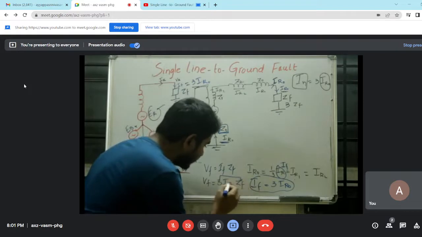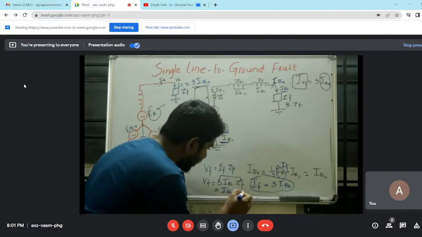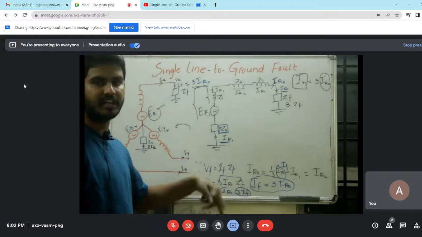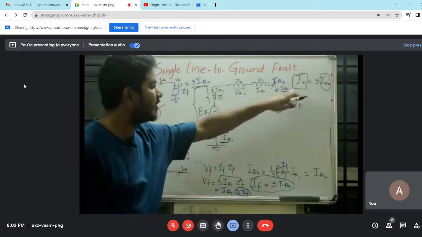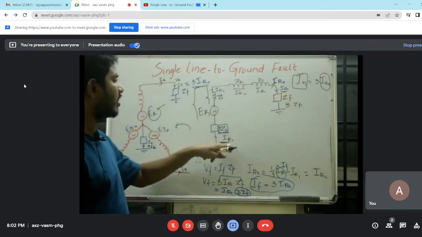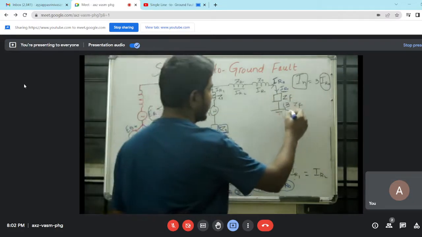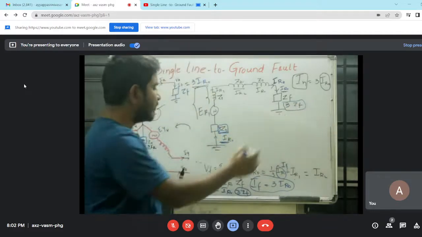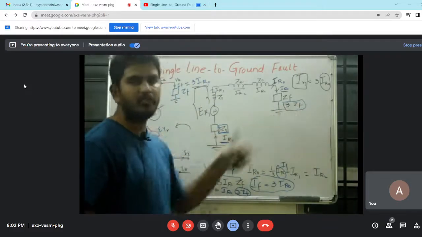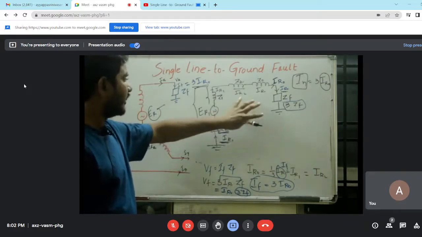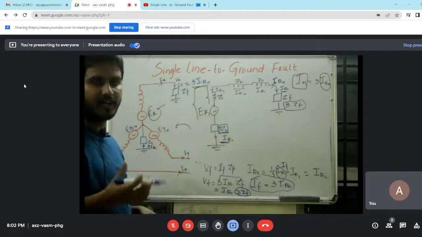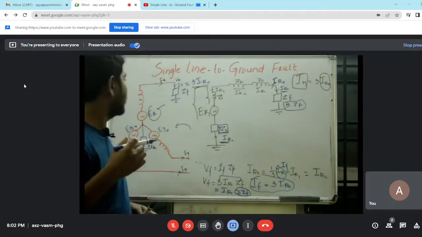That means we are shifting this 3 to ZF, and I am writing this simply as IR0 into 3 times ZF, so that the fault impedance is multiplied thrice to the initial fault impedance to make the currents equal. So we have IR0 here and IR0 here, and the new impedances change: 3 times is multiplied for both the neutral impedance and the fault impedance. This is basically the equivalent circuit diagram. Now, by using this equivalent circuit diagram, you can find the fault currents and the short circuit MVA.